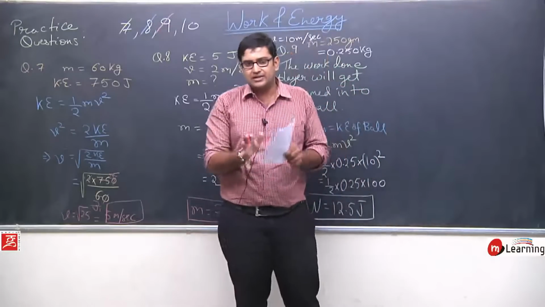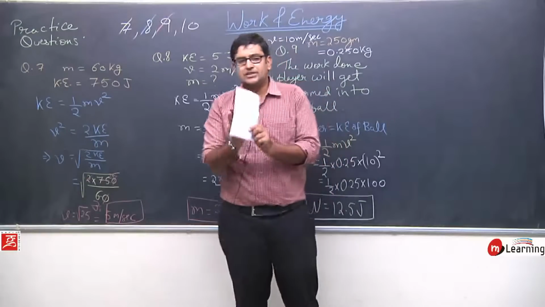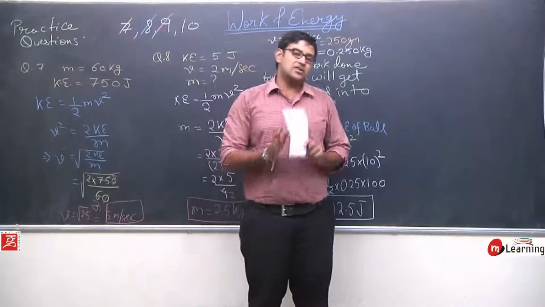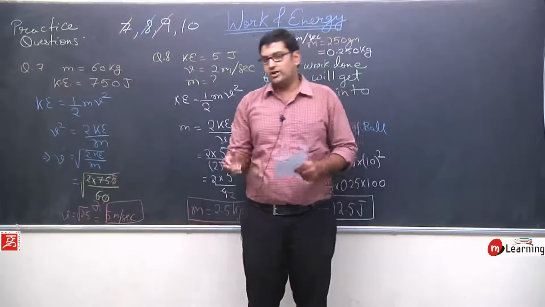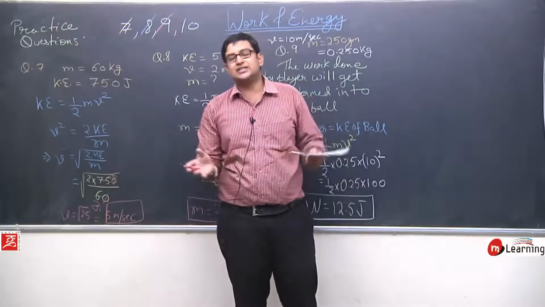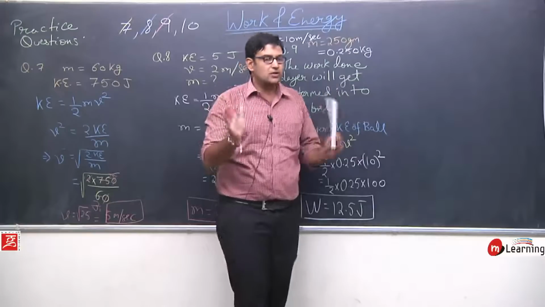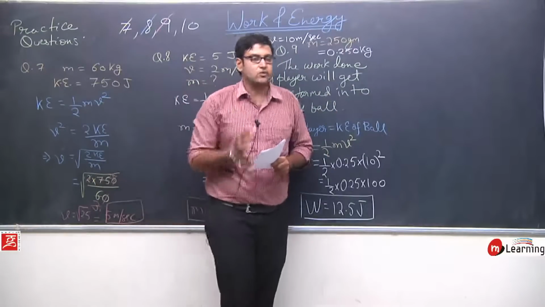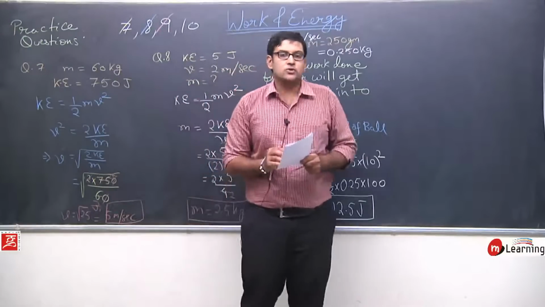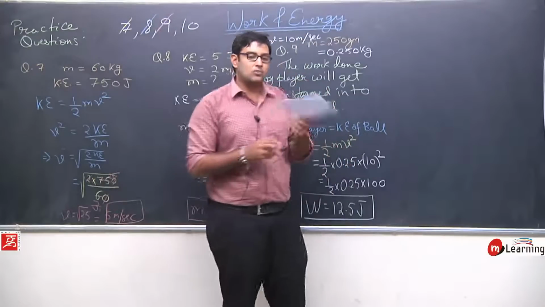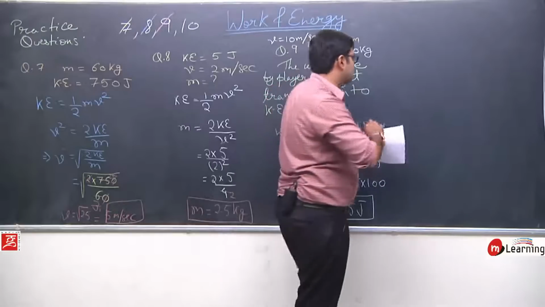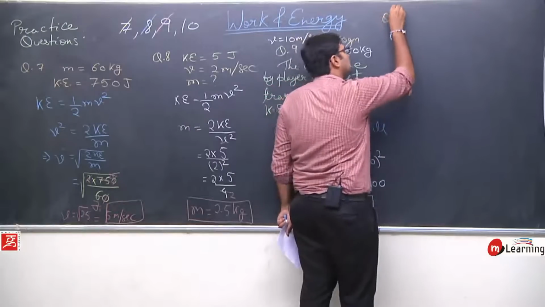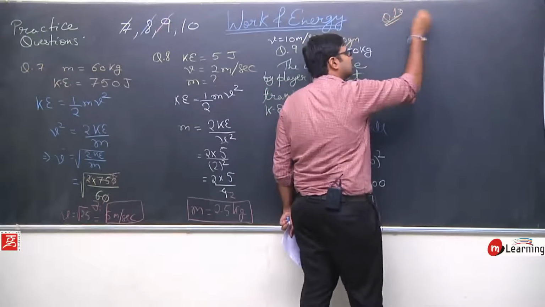Now it's given that the force is 20 newtons. It means you can consider that it is a constant force. If it is not mentioned what kind of force it is, you can by default assume that the force is constant. So this is a constant force of 20 newtons applied to a body of 5 kgs. So let's try to draw the diagram for this.